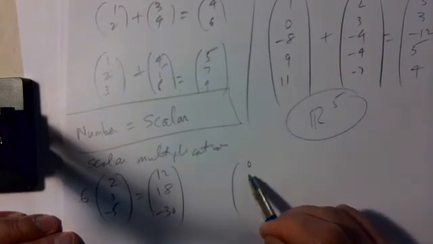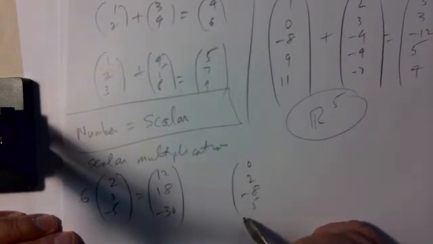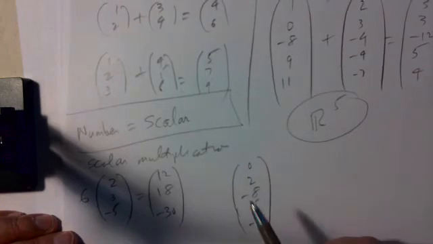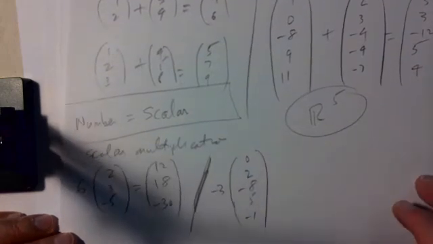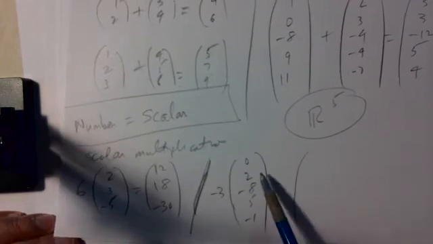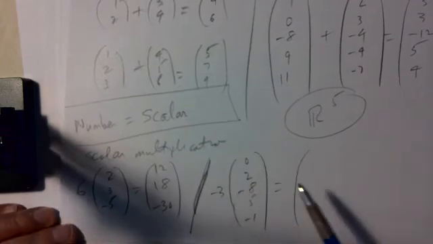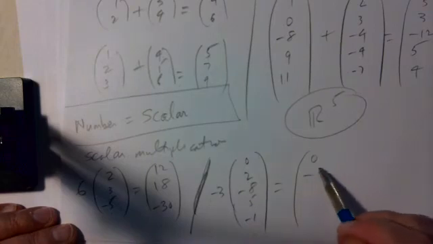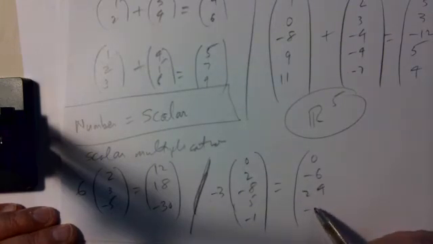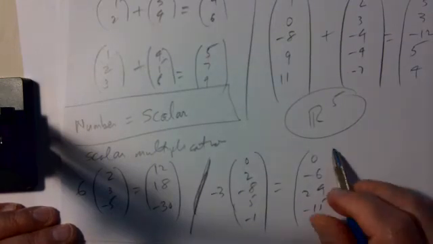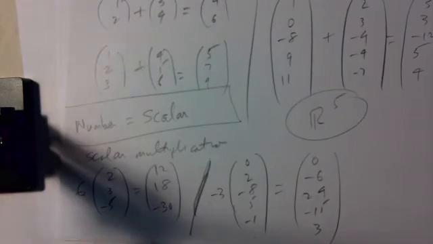If you have the vector 0, 2, minus 8, 5, minus 1, and you multiply it by the scalar minus 3, you just multiply every coordinate by minus 3. 0, minus 6, 24, minus 15, 3. Right?